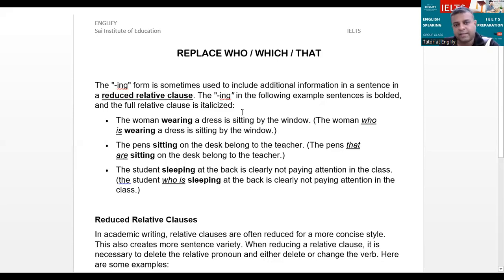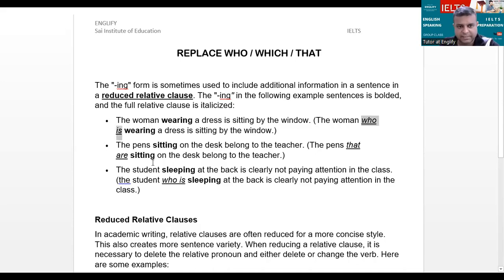The gerund ing is in the following example sentences in bold, which I have written in bold letters, and the full relative clause is italicized. So you can see who is here. For example, the woman wearing a dress is sitting by the window. Now, normally we do write the sentence, the woman who is wearing a dress is sitting by the window. So we are just reducing the who is over here.